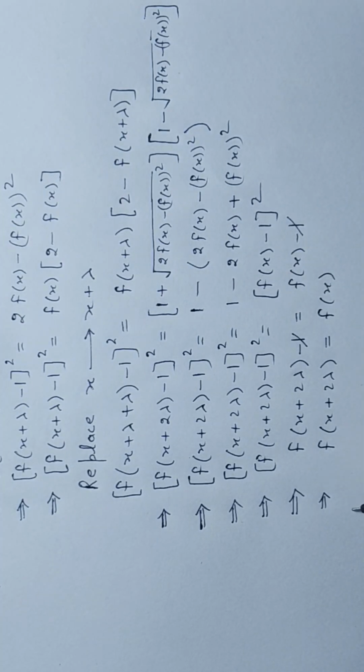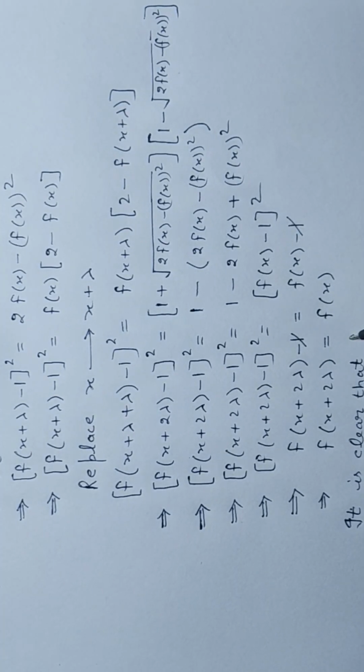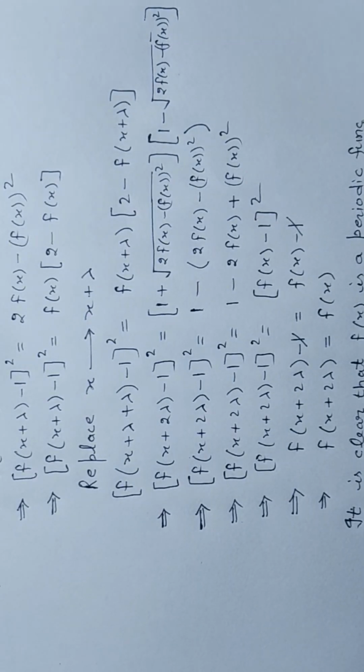So it is clear that f(x) is a periodic function with period 2 lambda.